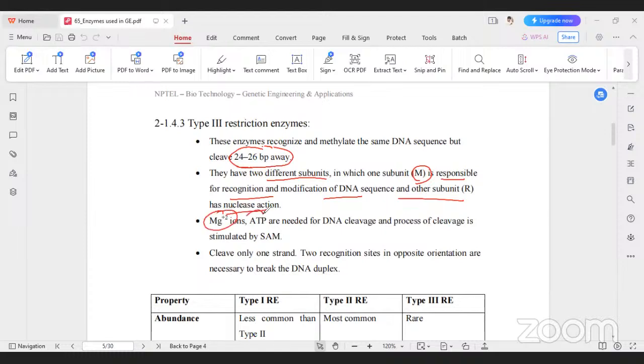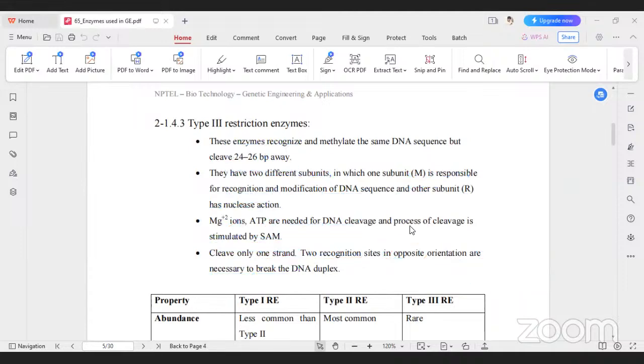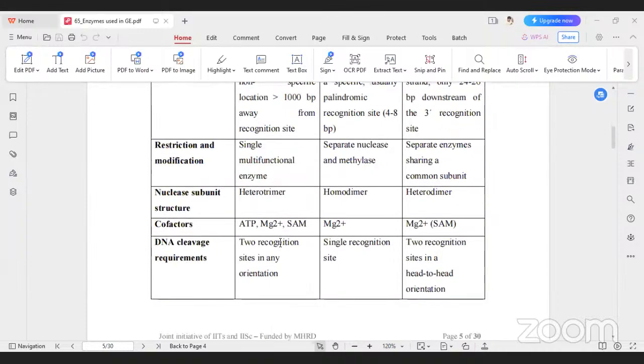Magnesium 2 plus and ATP are needed for DNA cleavage, but not SAM. Cleavage is stimulated by SAM. They cleave only one strand. Two recognition sites in opposite orientation are necessary to cleave the duplex. Directly opposite, like for example, this one cuts like this. Due to this, blunt ends are formed. In the first, sticky ends are formed; later, blunt ends are formed due to the opposite cut.